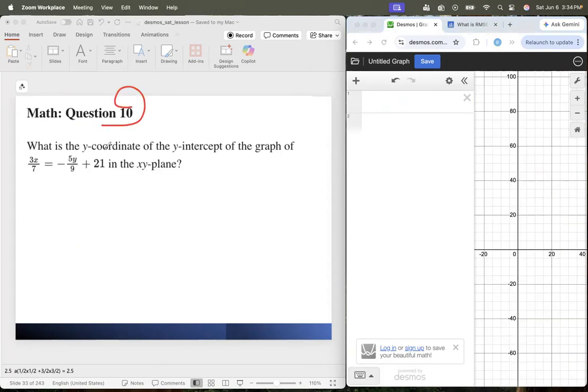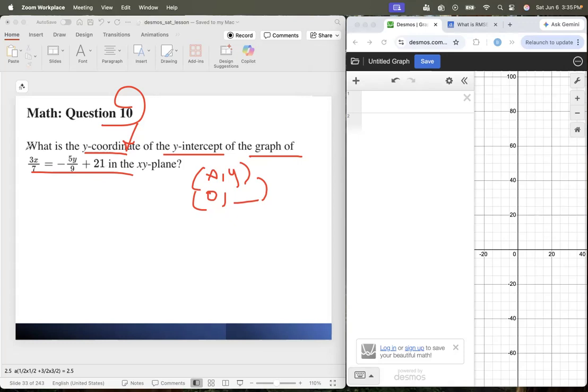Question 10. What is the y coordinate of the y-intercept of the graph of that? This is a tricky question. They ask you for y coordinate. They want you to find x and y. So y-intercept, you expect the x to be 0 and your y has to have a certain value. That's what you're looking for.